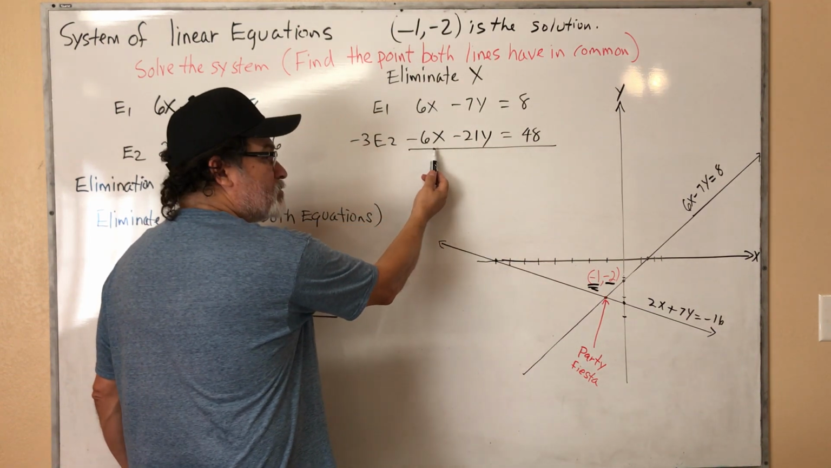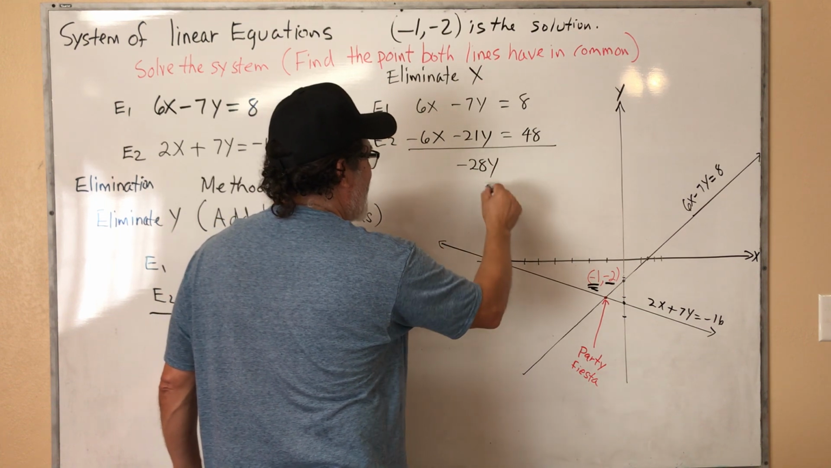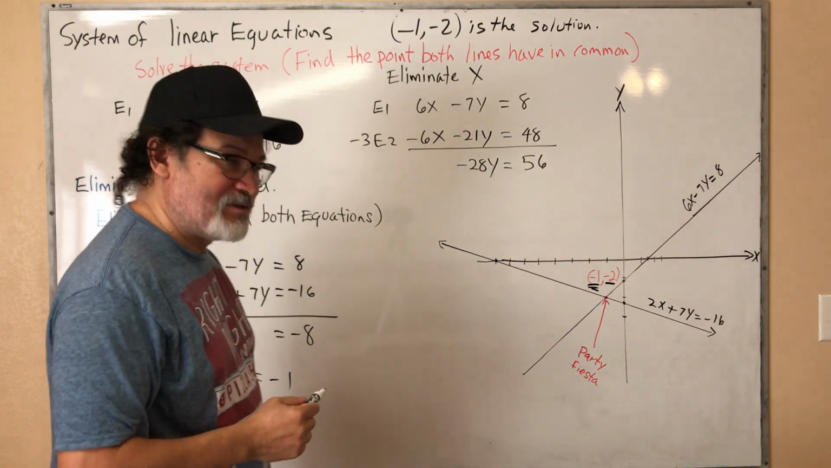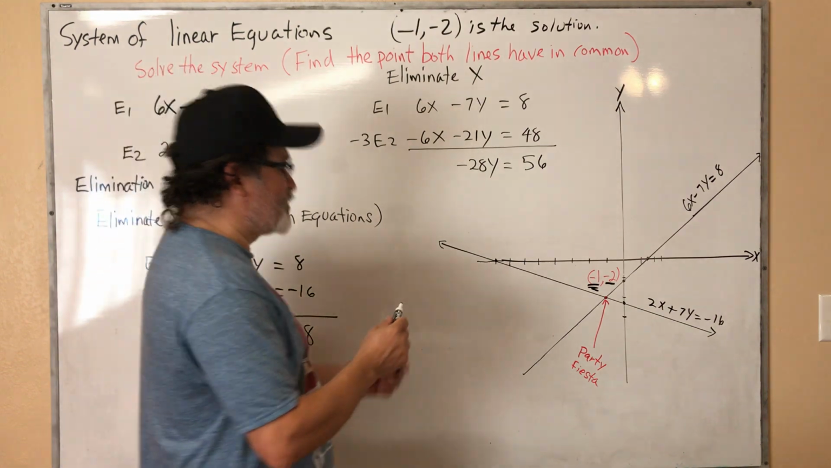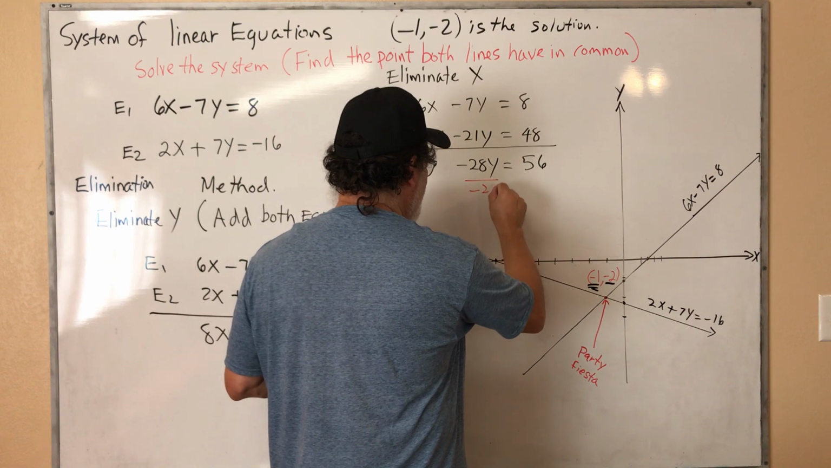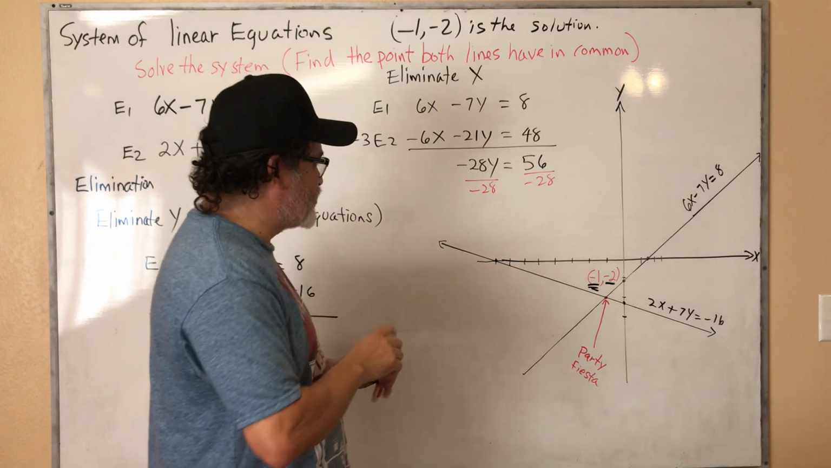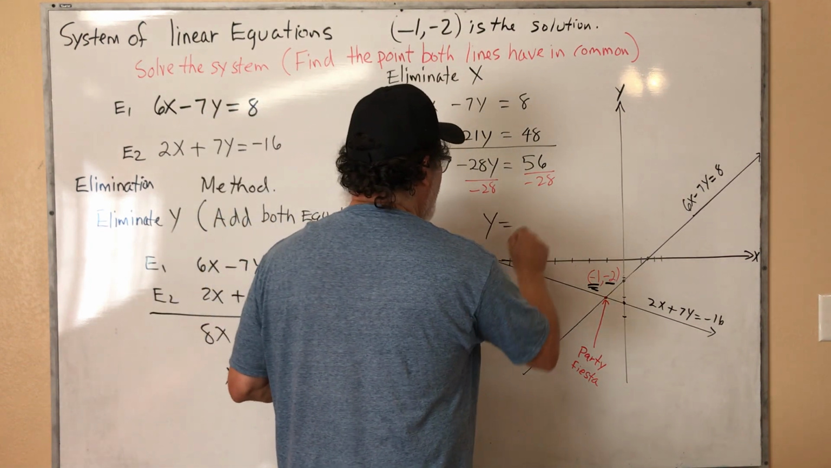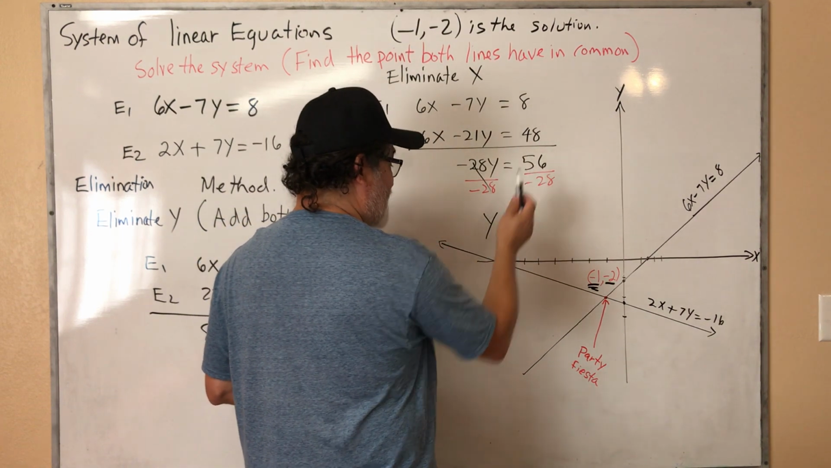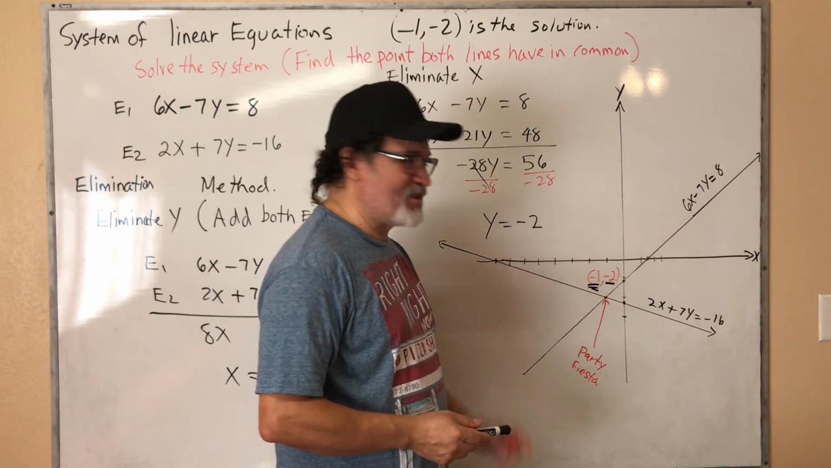Those two cancel each other. That's 0. And what is this? -28y. And what is this? 56. Does that ring a bell? Divide both sides by what? Divide this by -28. Divide this by -28. And so, what is y? -28 into 56 is -2. And there it is.